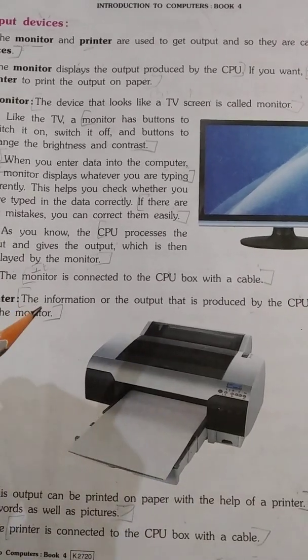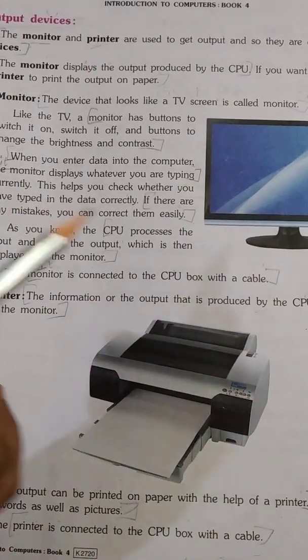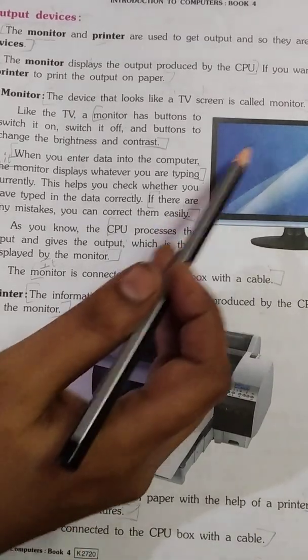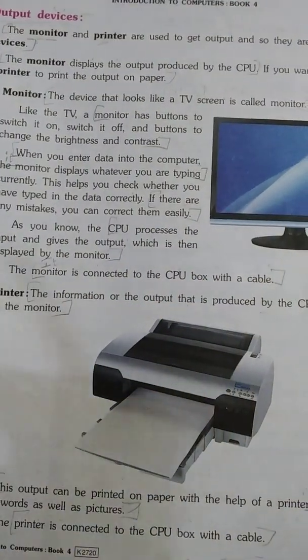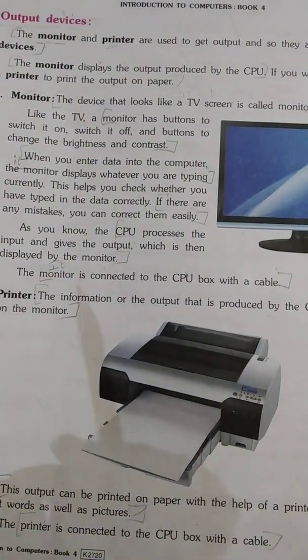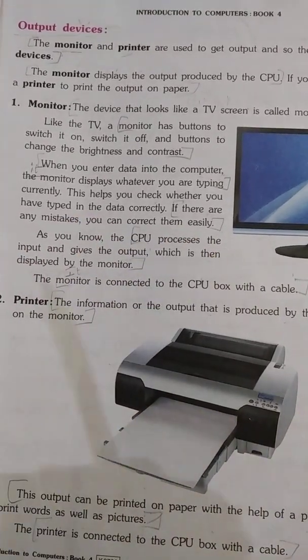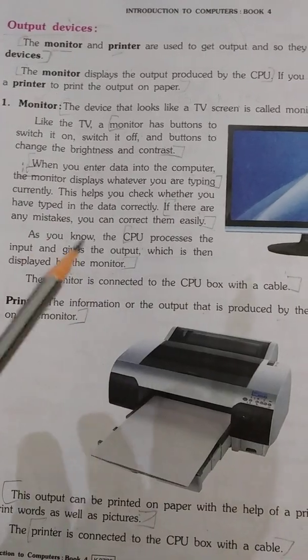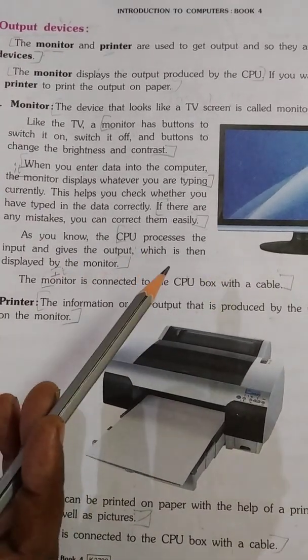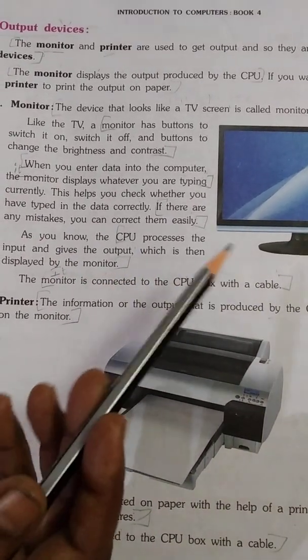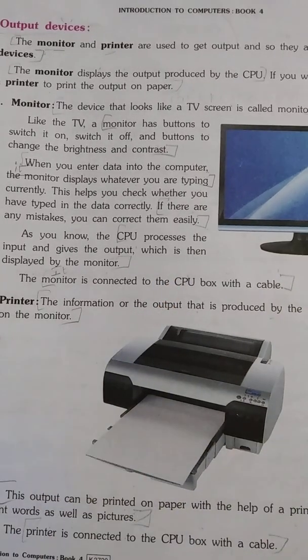Now let's say I am typing myself. Whatever I am typing will be displayed on your monitor. This helps you check whether you have typed your data correctly. If any mistake is there, you can correct it very easily.